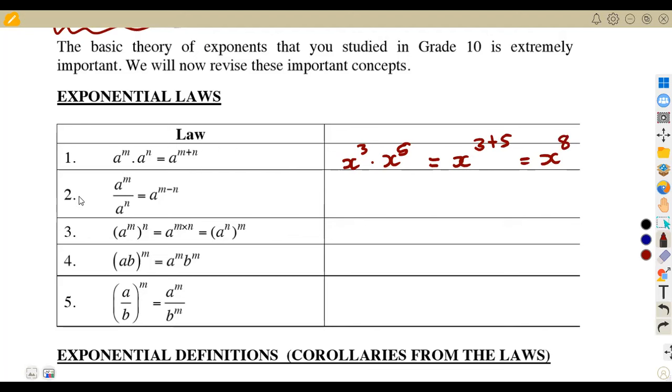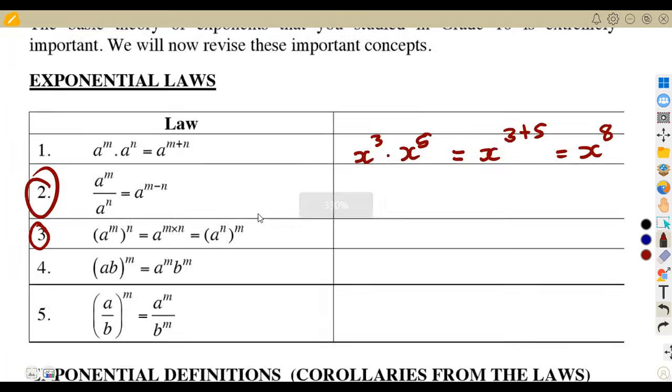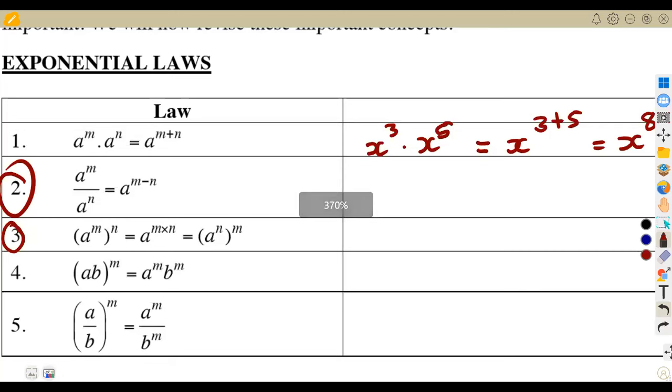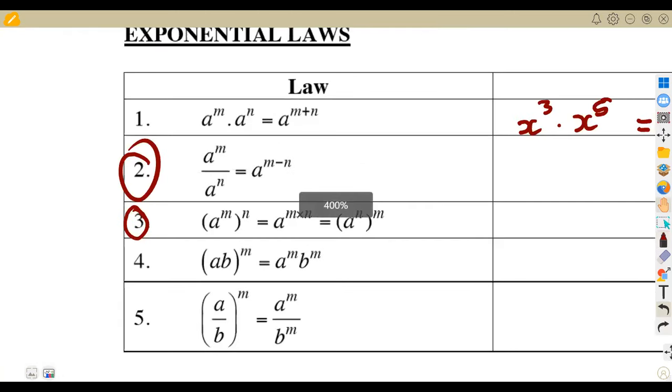It's the same thing for division. If you're dividing bases that are the same, you subtract the exponents. Then, if there is an exponent raised to another exponent, you multiply the exponents together. You can also have it as a to the exponent of n to the exponent of m. It's one and the same thing that we are referring to.